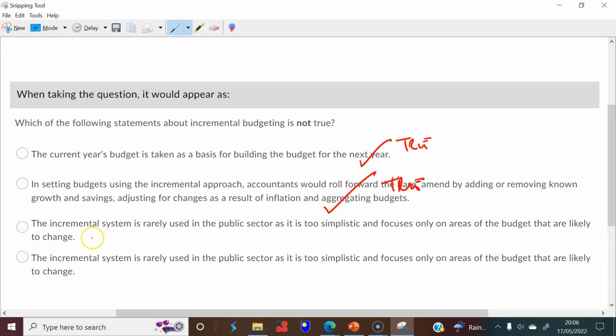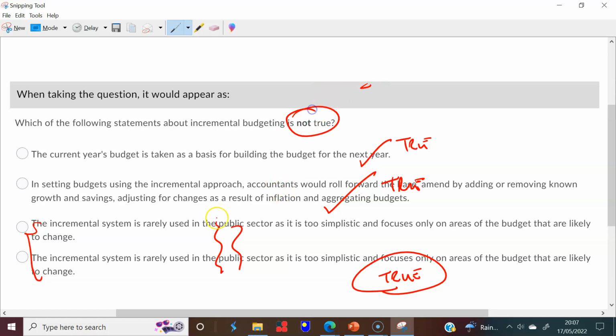Now, I think there's an error in the question when I say the actual exam, because these two are exactly the same thing. They read exactly the same. This is not true because it is used in the public sector. We use a lot of outturn budgeting and contingency. So 3 and 4 were supposed to be your answers as being not true.